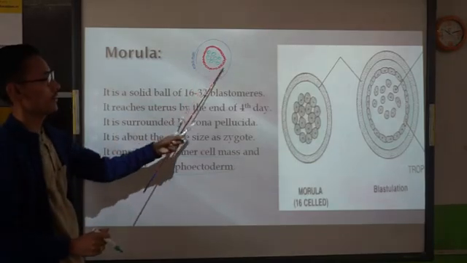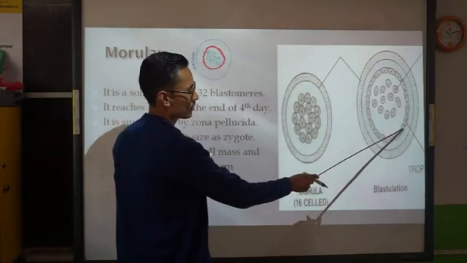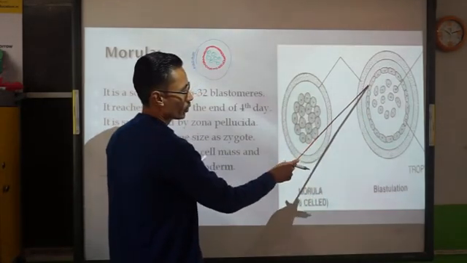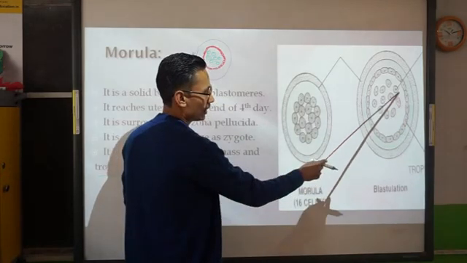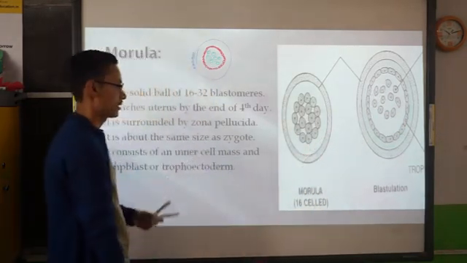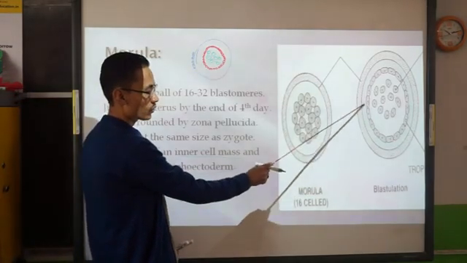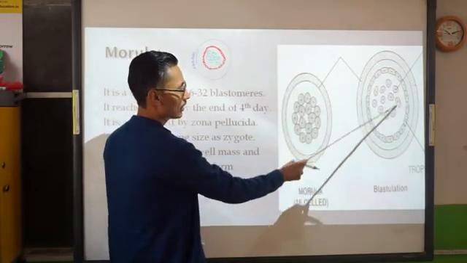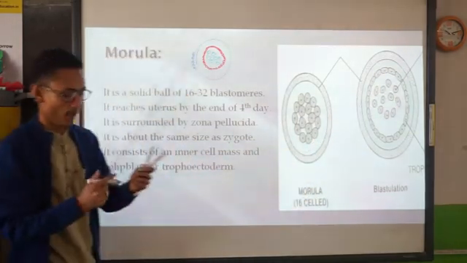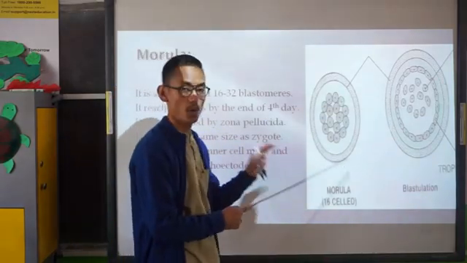So these are the trophoectoderm. So you can see over here also. So this particular layer of cells, these are the trophoectoderm or the trophoblast, and these are the inner cell mass. Clear? Alright, what is this one? This is the trophoectoderm or the trophoblast, and this one is the inner cell mass. Now we will learn about the formation of blastocyst from the morula.